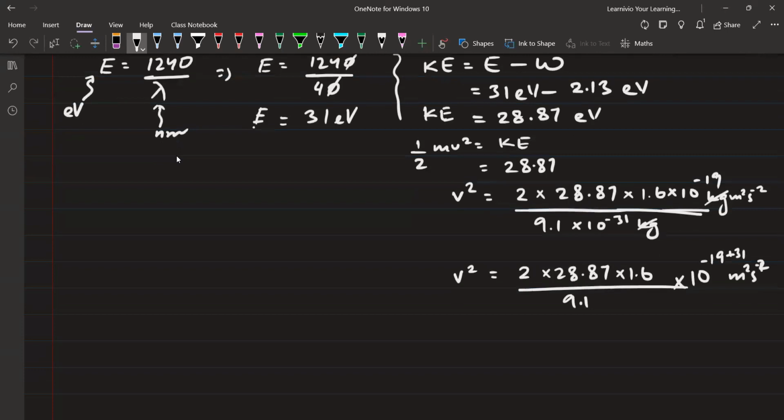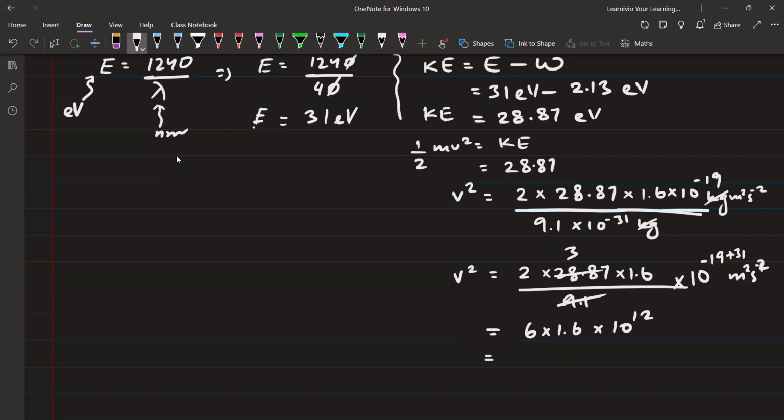Now you need to do some calculations. 9 3s are 27. 3 to the 6 into 1.6 into 10 to the power how much? 10 to the power minus 19 plus 31. That will be 12, right? 6, 12, so 12.